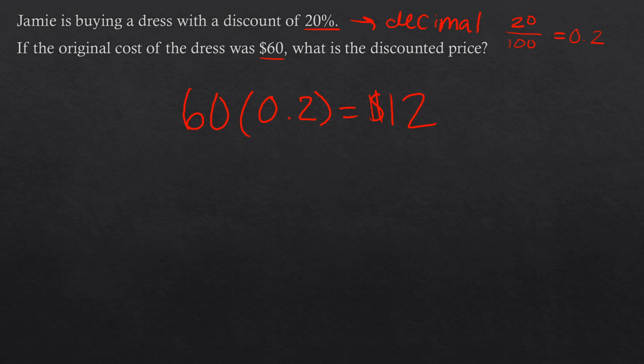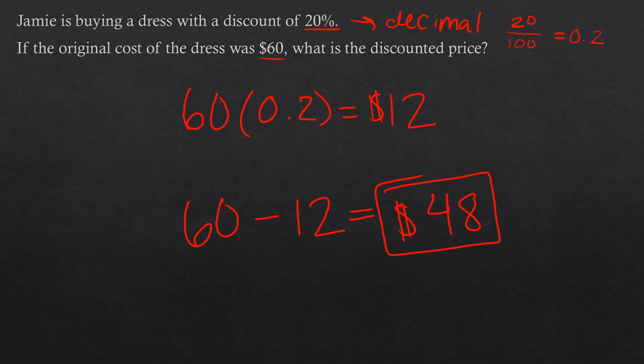So to figure out how much money Jamie is actually paying for it, I want to take the $60, which is my original price, and subtract from it the 12, which is how much money is going to be taken off of the dress. When I subtract these two, I get $48. So that means Jamie is going to be paying $48 for this dress. That is 20% off.